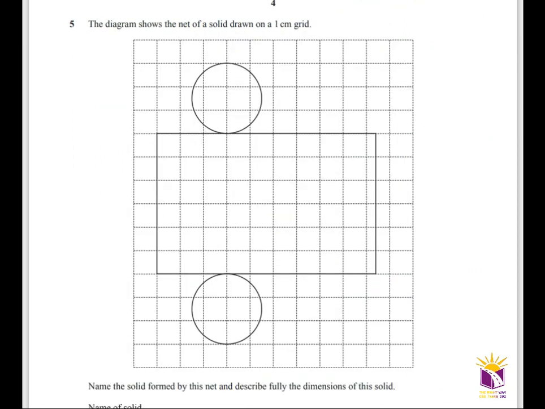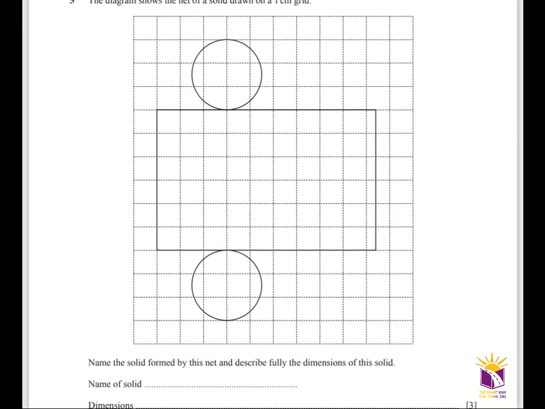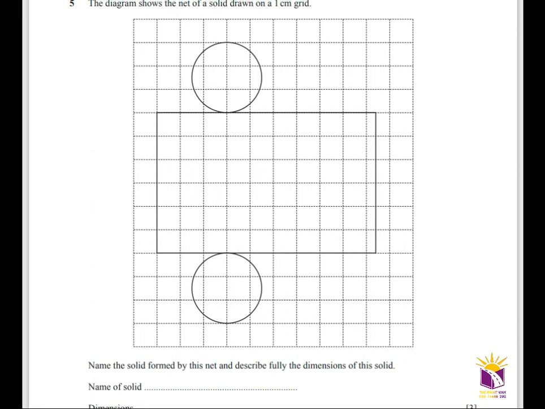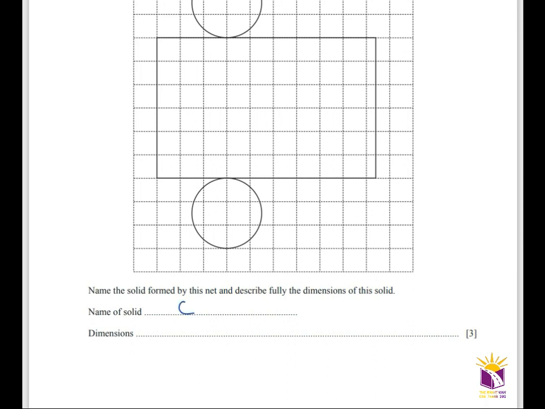Question number 5. The diagram shows the net of a solid on a 1 centimeter grid. Name the solid. We know that it has two circles at the base, and this shape must be a cylinder. Okay. Name the shape: it is the cylinder. And describe fully the dimensions of the solid.